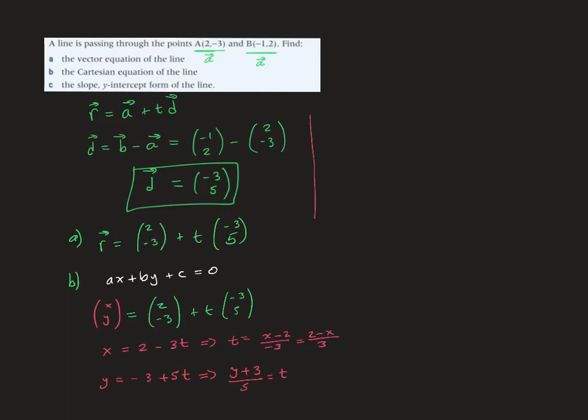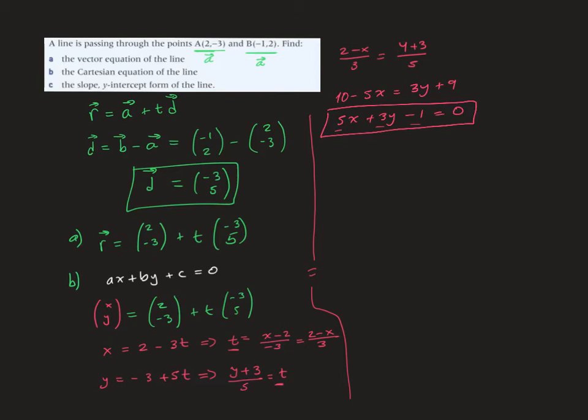Now, what we do now is equate these two values of t, because the parameter has to be the same for the two coordinates. So I'm just going to build the equation (2 minus x) over 3 equals (y plus 3) over 5. And I am going to move everything to the side where the x is going to be positive, because that's how we like things, x being always positive. So I'm just going to multiply by 5 and by 3, like cross multiplication. So this is going to be 10 minus 5x equals 3y plus 9. And now I'm going to move everything to the right hand side, and I get 5x plus 3y minus 1 equals 0. So this would be the Cartesian equation of the line. We get a, b, and c right there.